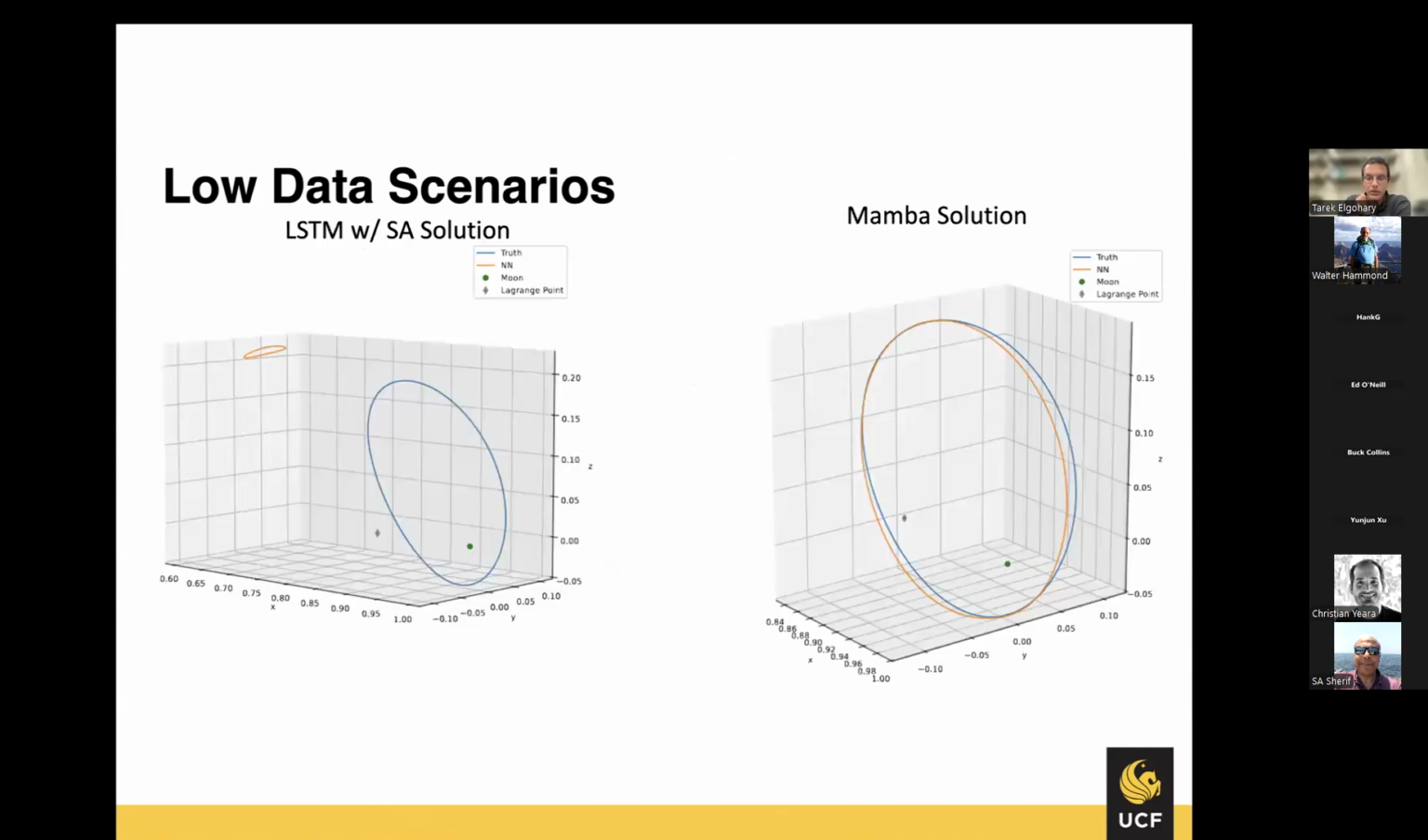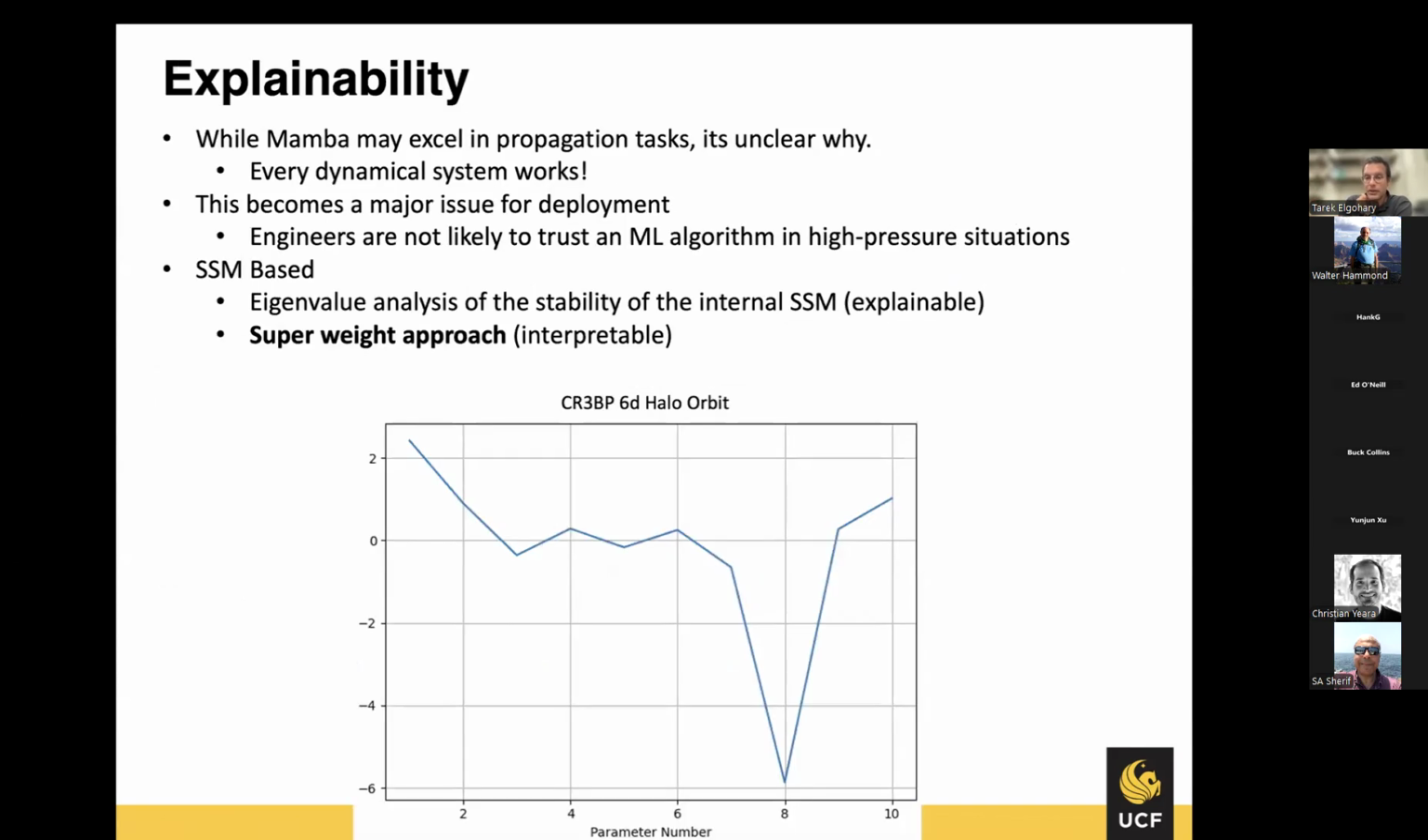Okay. So what we have here is a low data scenario. Obviously, with LSTM, this is so far off. It doesn't come close. This is the true orbit, and that's the LSTM solution with self-attention. Only training on 2 points is never enough. But this is the Mamba solution, only training on 2 points. Again, we didn't expect it to be 100% accurate, but that's pretty good for only training on 2 points. So we're also exploring that for training for space domain awareness type applications.